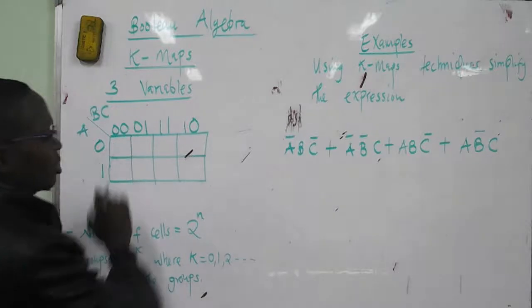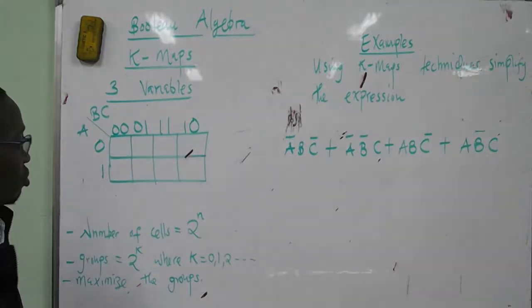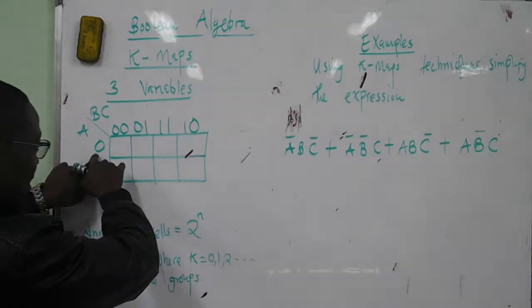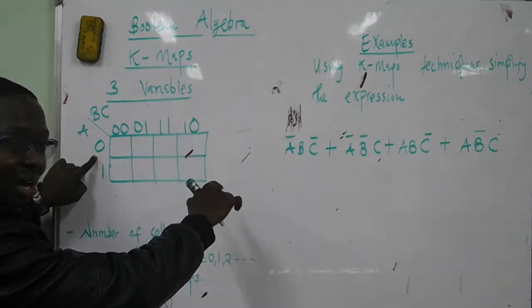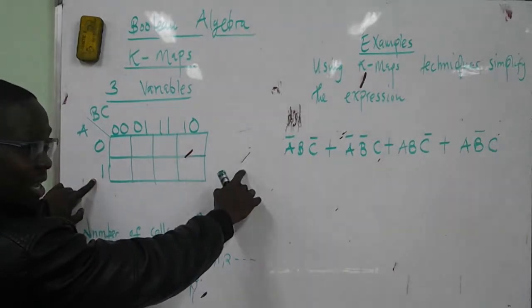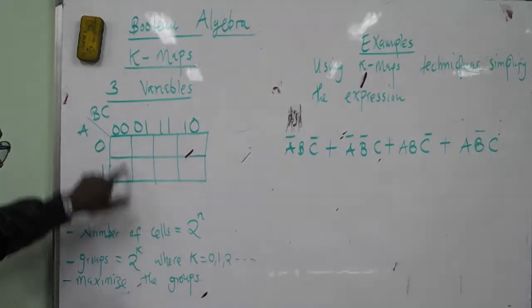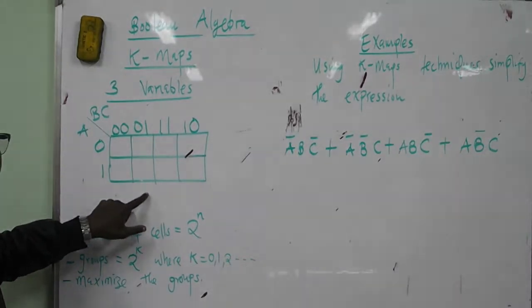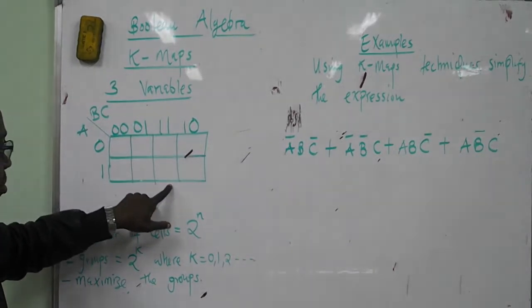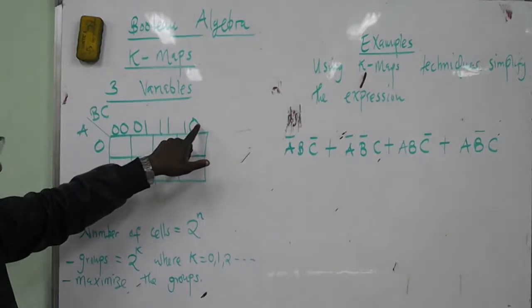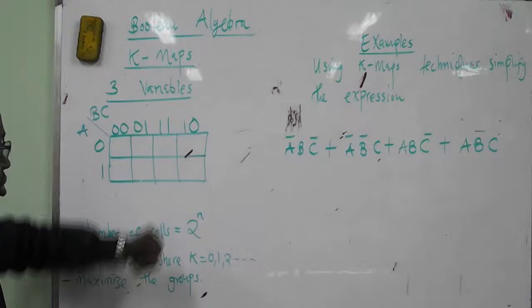I will just use the same one which has been given here. This one has been drawn. So let's enter the entries. Mind you, this is a 0, so it means all the entries in this row are A bar. All the entries in this row are A. All the entries in this one are B bar, C bar. Here, B is bar, C is not. Here, both are not barred. Then here, A is not barred, C is barred. So those are the entries.